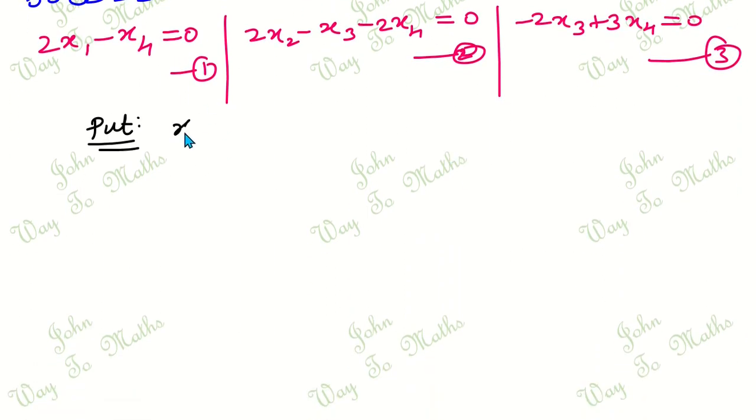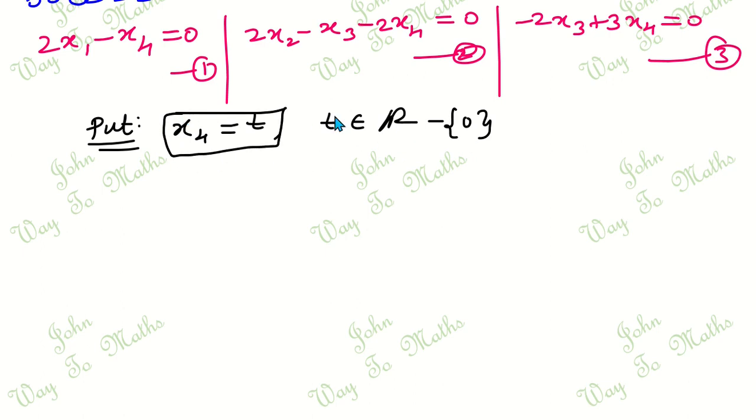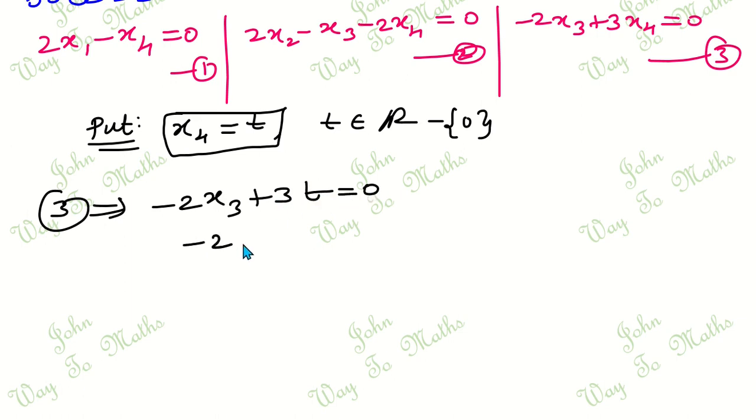So now I'm going to substitute one variable. Put x4 is equal to t, where t belongs to the real number system minus singleton 0, because it is a non-trivial solution. So x4 is equal to t, then I'm going to apply the third equation: minus 2 times x3 plus 3 times x4, that is t, is equal to 0. So minus 2 x3 is equal to minus 3t. So minus minus cancel. So x3 becomes 3t by 2.